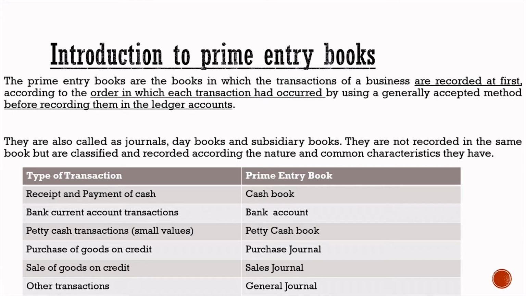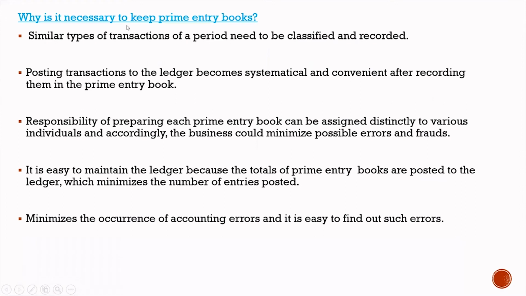So remember, when a transaction occurs, we have to see which book it falls into. Then we record it in the prime entry books, and from the prime entry books, we take them to the ledger accounts. So why is it necessary to have a set of prime entry books?